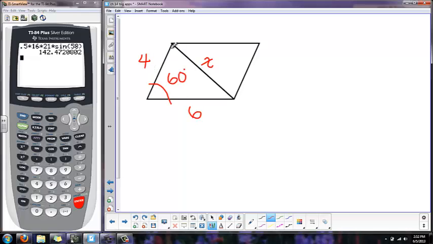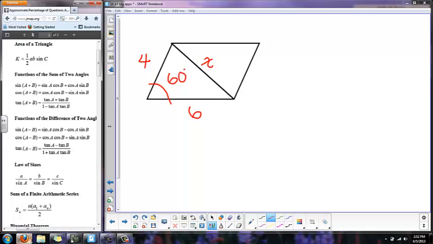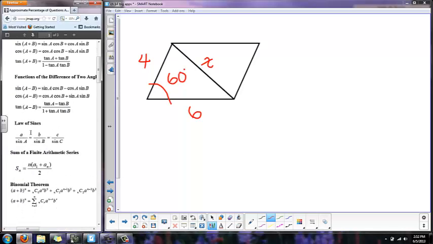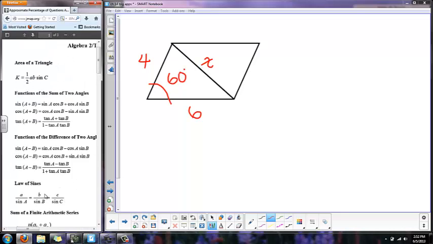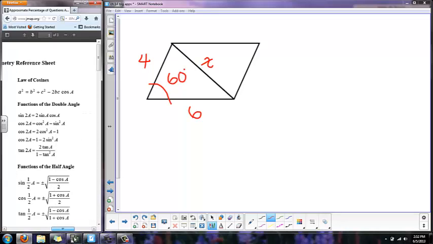Now, if we know side, angle, and a side, we can use which of those equations? It's not area. It's not law of sines, because we need to know a lot about the angles in order to use law of sines. It's going to be the law of cosines, which is right here. So remember, if we're using the law of cosines, the side that we write first has to be the one that's across from the angle. So across from the angle, the side that comes first is going to be that x.